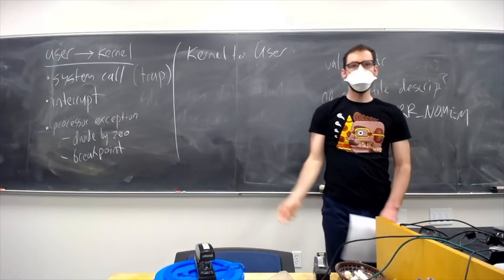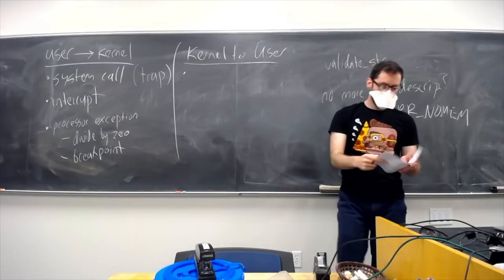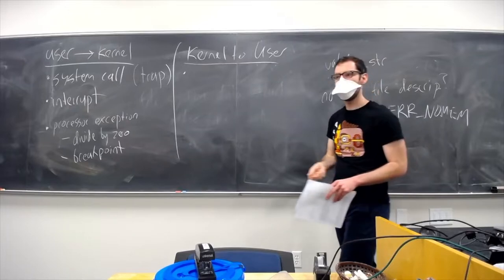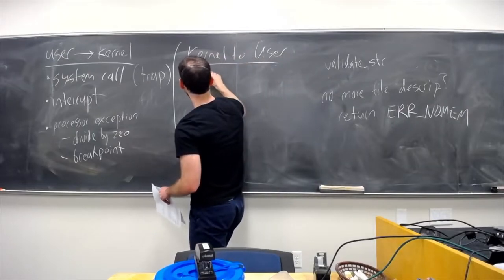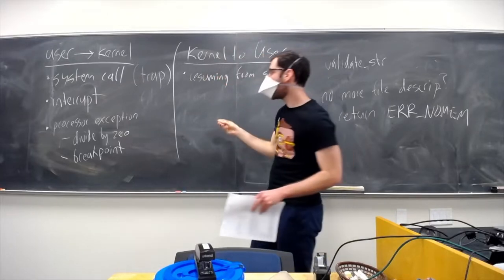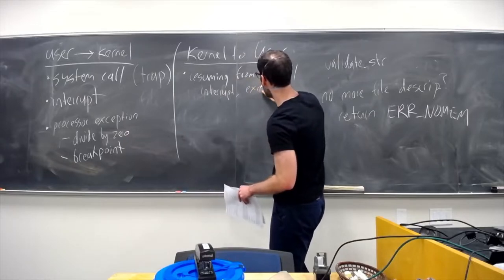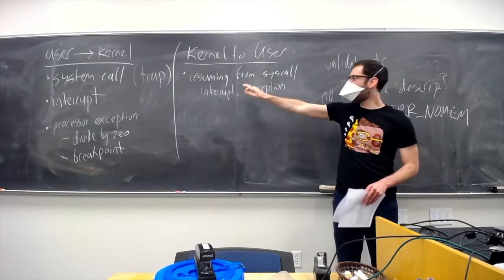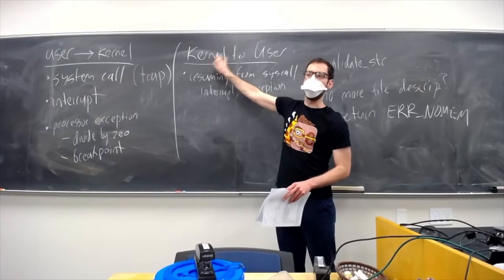We also will need to be able to go from kernel to user. So, thoughts on when we would need to transfer from kernel mode to user mode? Darryl? After finishing a system call? Exactly. When we're resuming from a syscall or an interrupt or a processor exception, once we're finished doing whatever we needed to do for that, we want to resume with whatever user process was currently running, and we need to transfer from kernel mode back to user mode.